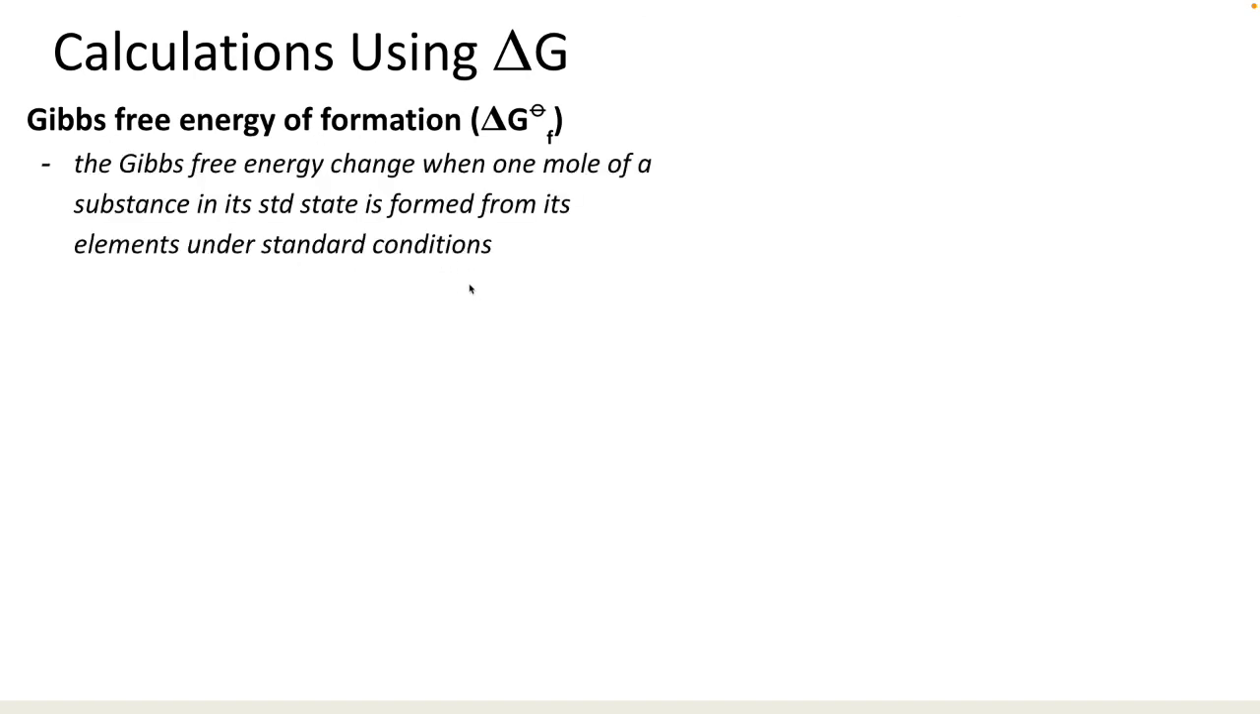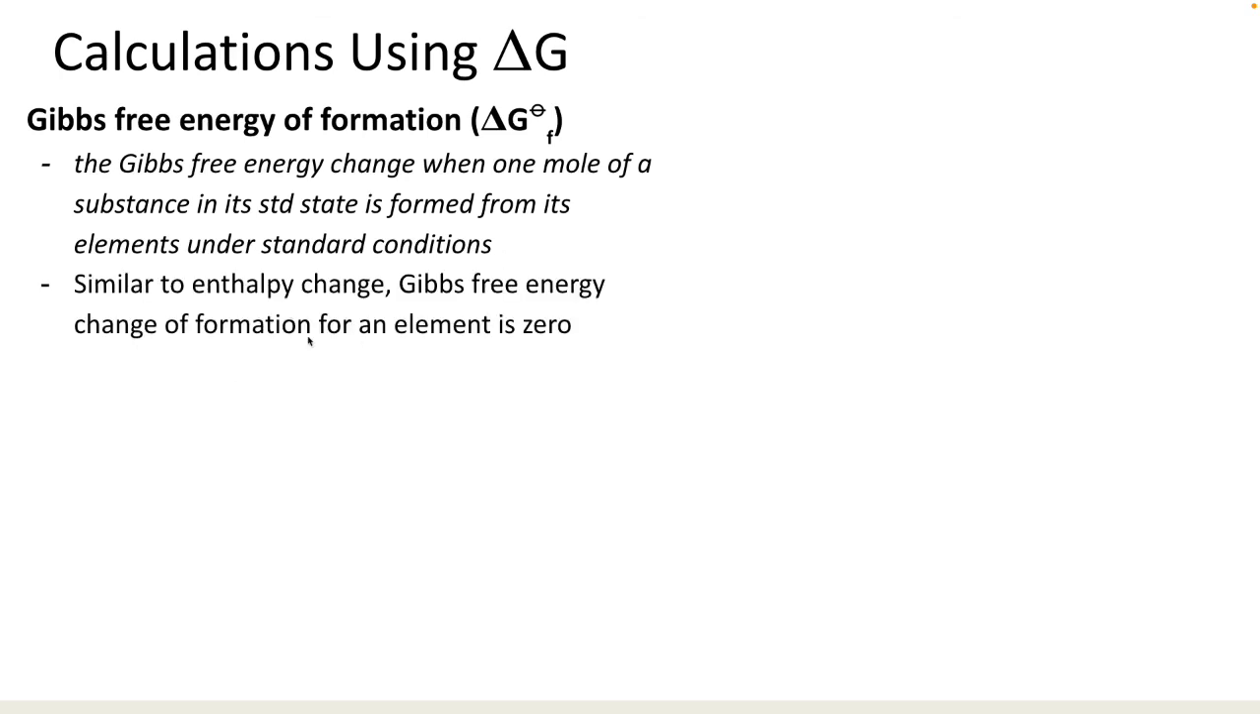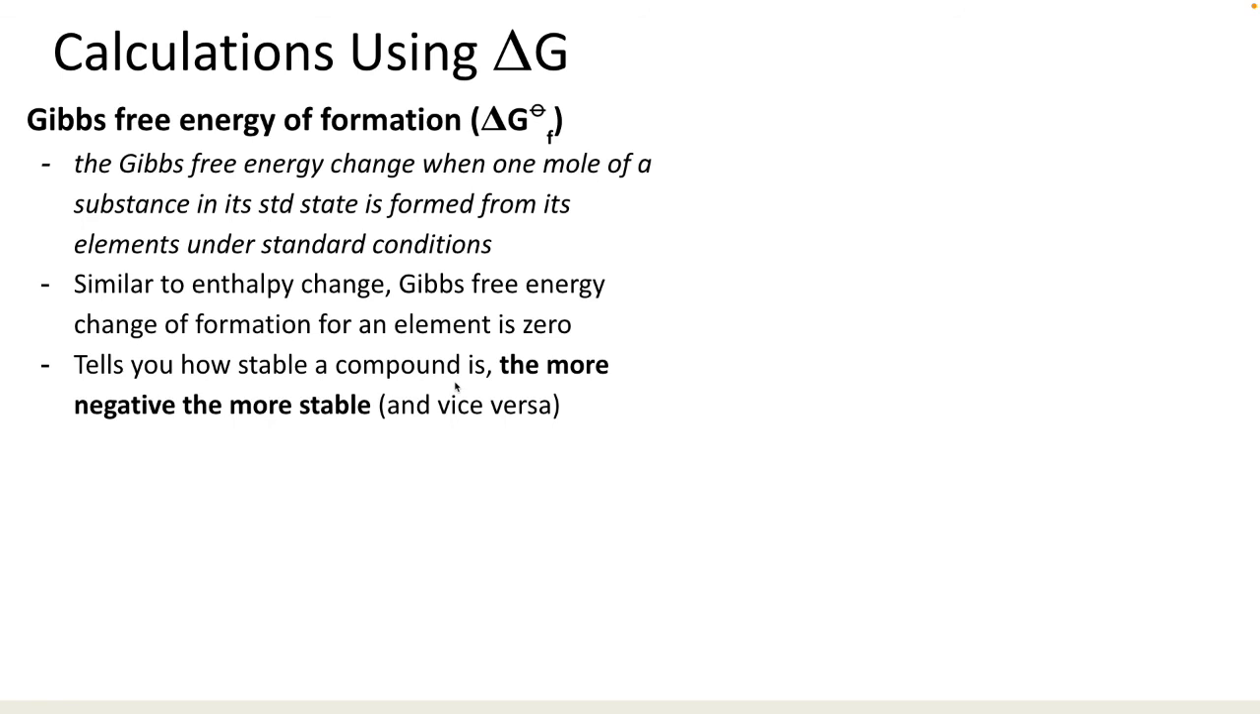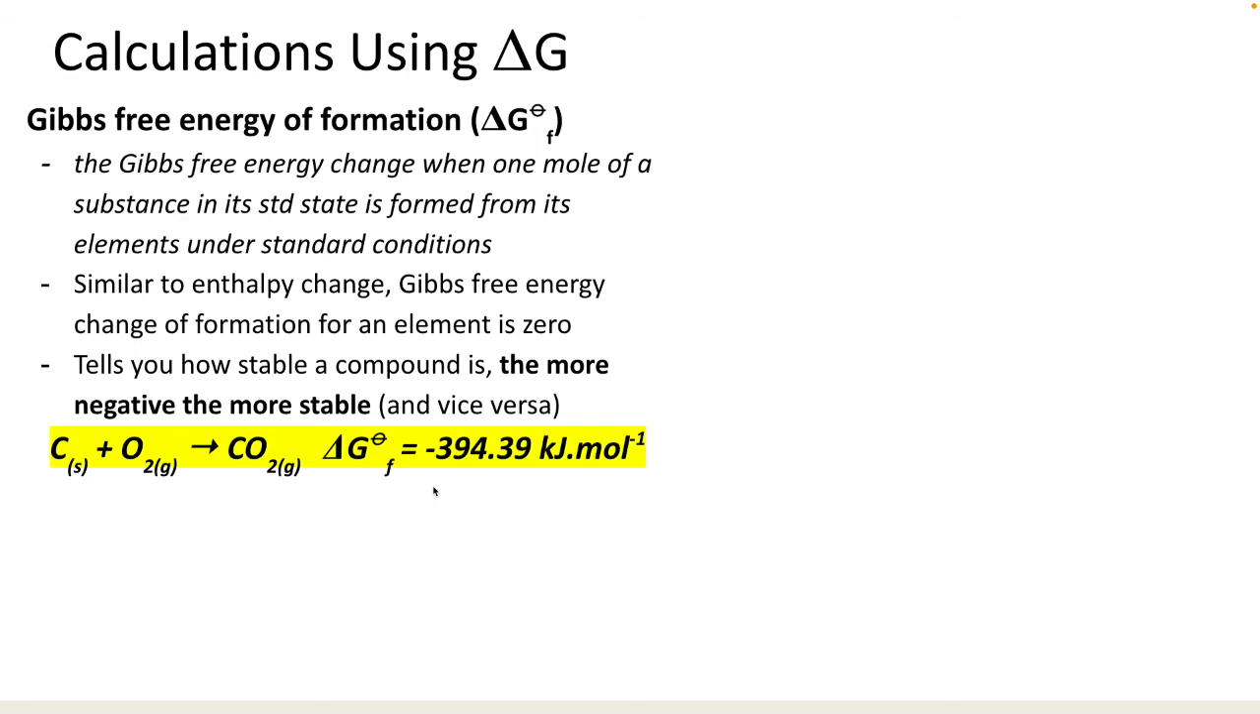Finish up today. Let's just look at some final ideas around Gibbs free energy. We can look at the Gibbs free energy of formation, very analogous to what we've seen with the enthalpy change of formation, just talking in terms of Gibbs free energy. The Gibbs free energy change when 1 mole of a substance in its standard state is formed from its elements under standard conditions. Similar to enthalpy change, the Gibbs free energy change of formation for an element is 0. So you can look at the free energy change when you're forming a compound, and usefully this tells us how stable a compound is, because the more negative, the more stable it is.